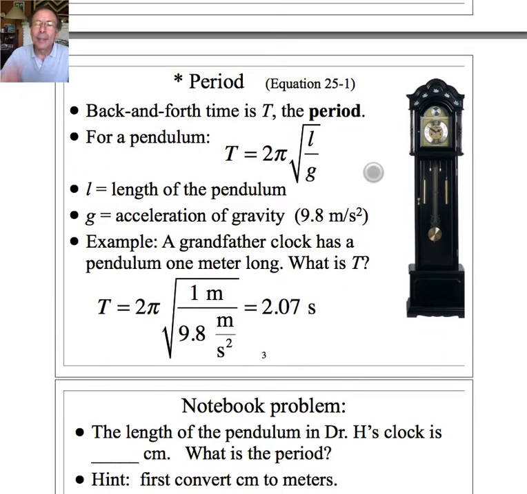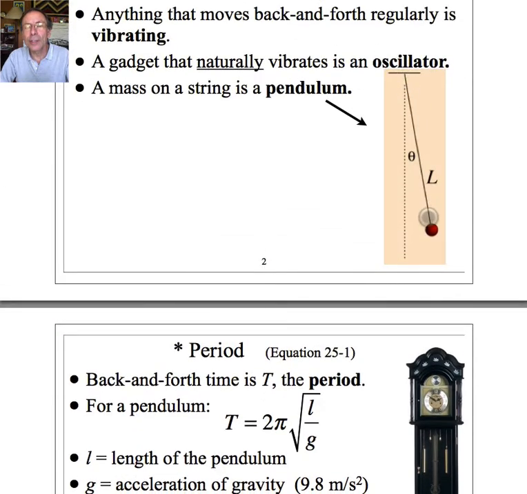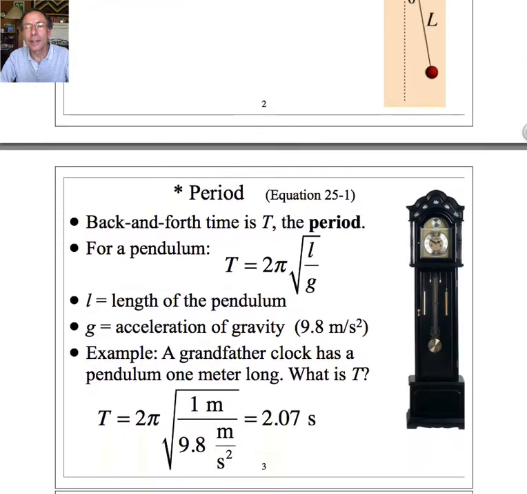Now, the time it takes for an oscillator to go back and forth is called the period, and it gets the symbol capital T. And you can calculate it for a pendulum. Here is the formula. It's 2 pi times the square root of the length of the pendulum. So from here to here, that's the length. And so it's the length divided by g, which is 9.8, or more accurately, 9.81.